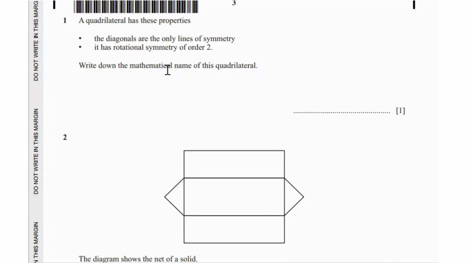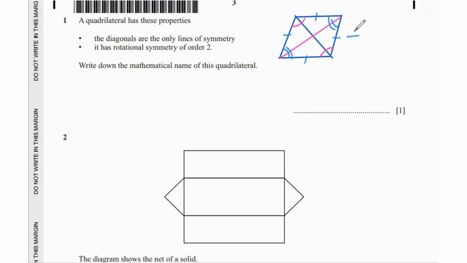So this quadrilateral can be a rhombus because if you notice, a rhombus has all equal sides. However, the diagonals are of different lengths. They're not the same. And opposite angles are equal to each other. So this is what a rhombus looks like. As you can see, all the lengths are equal and the opposite angles are equal, which means the diagonals will act as your lines of symmetry.